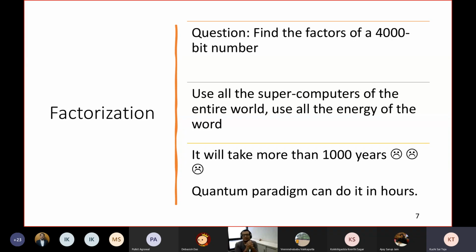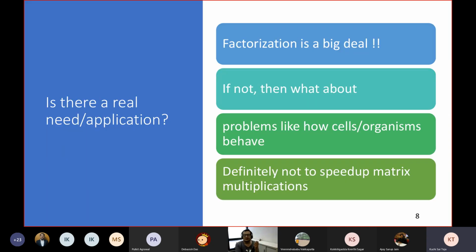But the high-level utility is that if you go for a quantum paradigm, it can be done in a few hours. That's the impact we are talking about. If factorization is not a big deal for you, then think about problems like how organisms behave. Think about all the interactions. How will you model them? Even if you model everything on a supercomputer, it will take years.